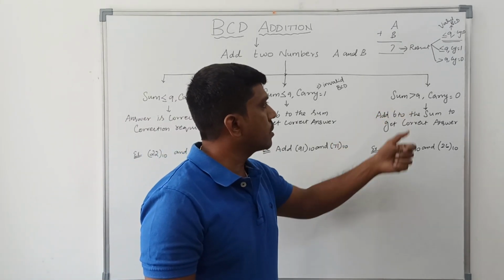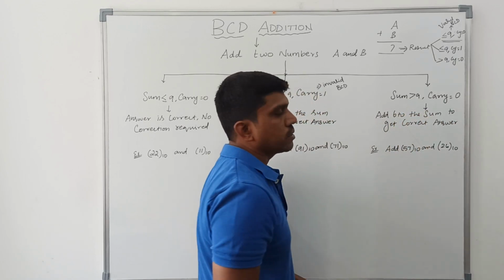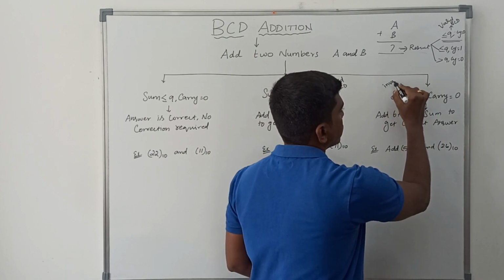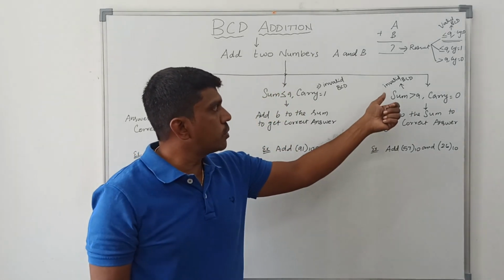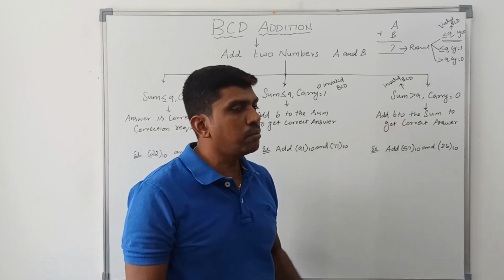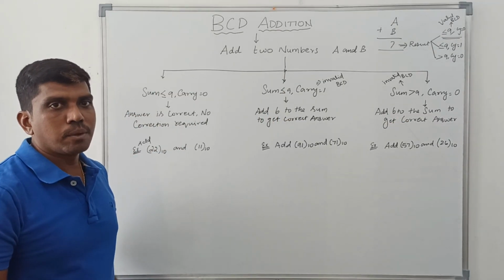Then come to the third case. In the third case, sum is greater than 9, carry value equal to 0. In this case, the result is invalid BCD. If you need to get the valid BCD number, you just add 6 to the sum to get the correct answer. So this is the procedure to solve the example problems.